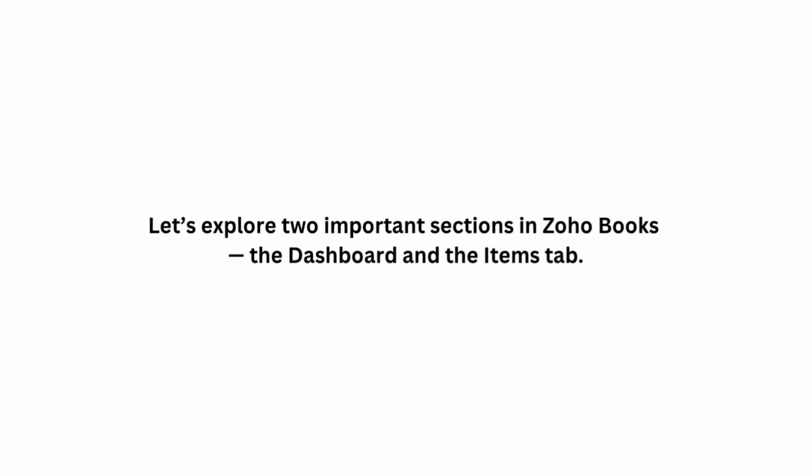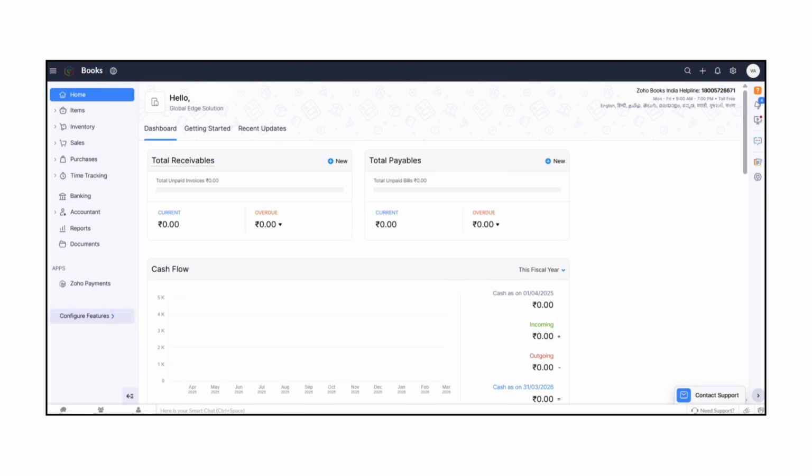Let's explore two important sections in Zoho Books, the Dashboard and the Items tab. When you open Zoho Books, your dashboard gives you a complete financial overview. At the top, you'll see total receivables, showing all unpaid invoices, divided into current and overdue.